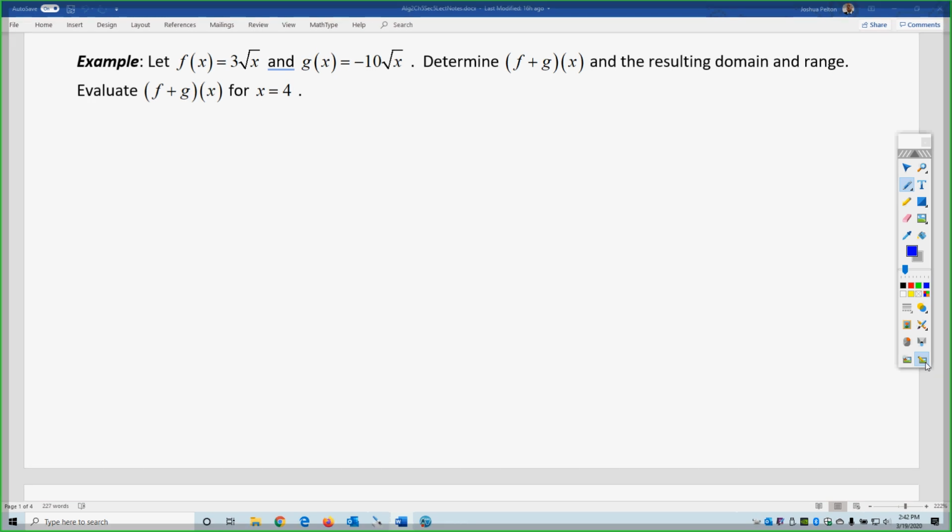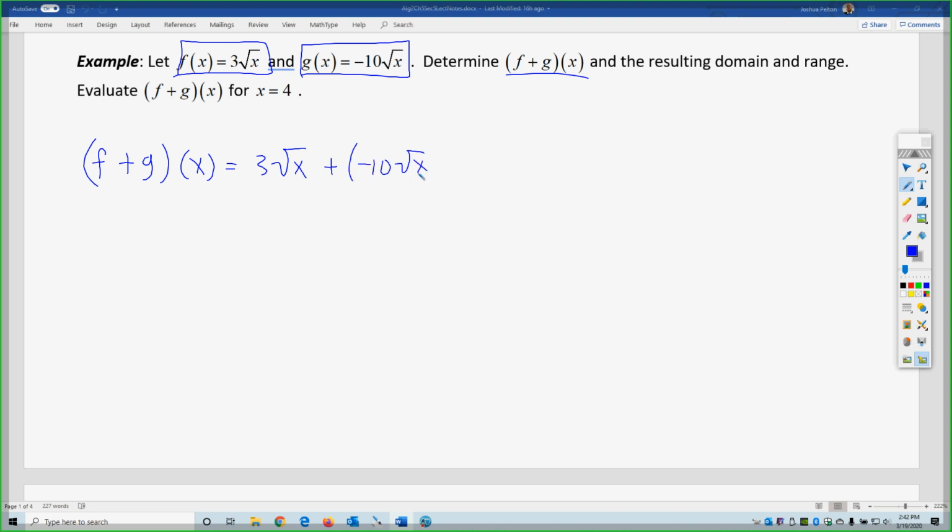So in this case, this is our f, this is our g, and we want to do addition of the two functions. So we want f plus g of x. So f is 3 root x and g is negative 10 root x. Those are like terms, so f plus g of x will give us negative 7 root x. Okay, so that is the actual function.